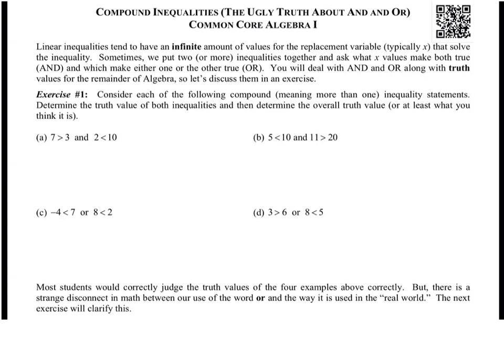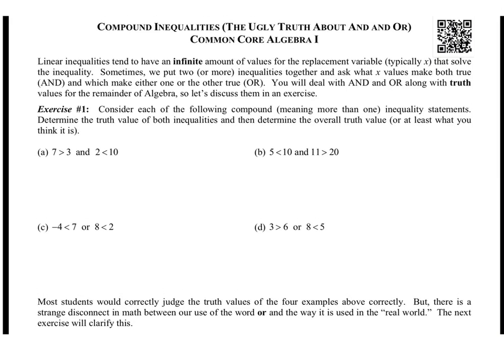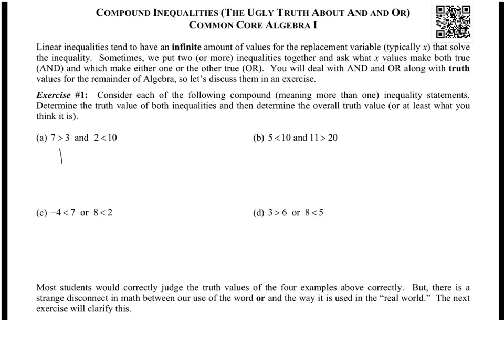So 7 is more than 3, and 2 is less than 10. Well, both of those are true. So since this one is true and this one is true, then overall it is true. Look at the next one.